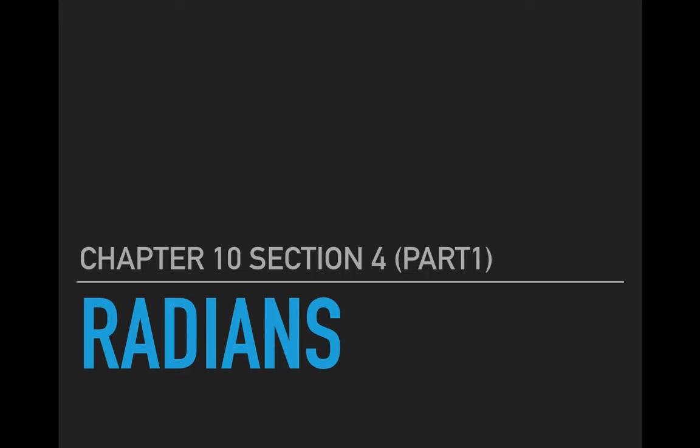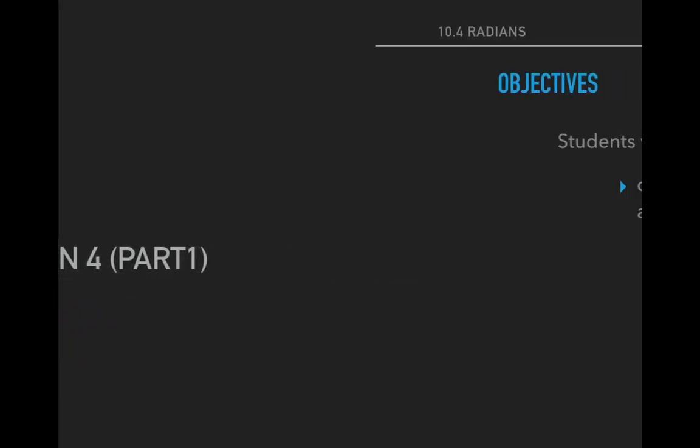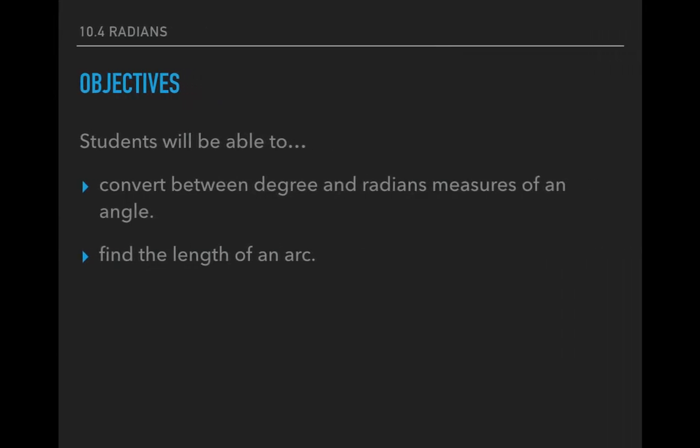Alright guys, we are looking at Chapter 10, Section 4. We're looking at just the first part of Section 4. We're just going to cover radians in this video. So let's go. What are radians and what is it that I'm looking for you to be able to do? Well, I want you to be able to convert between degree and radian measures of an angle and find the length of an arc. That's what I'm looking for you to be able to do by the end of this lesson. So let's get started.